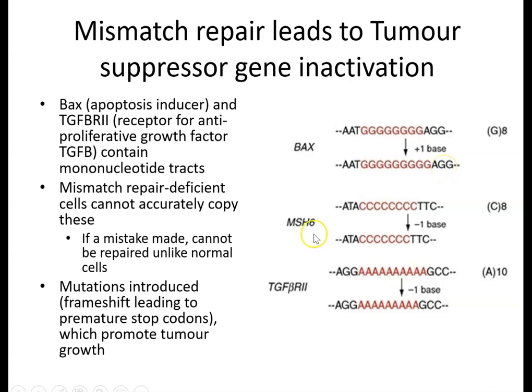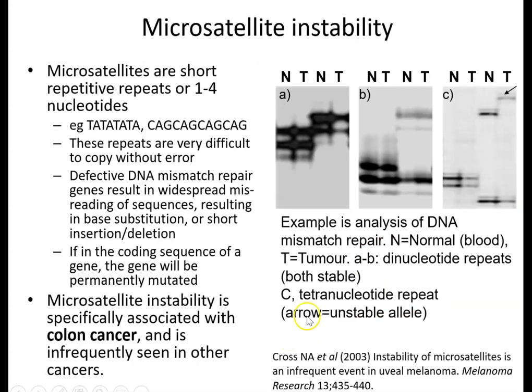Similarly, the TGF-beta receptor type 2, which is an antiproliferative growth factor receptor, has got a mononucleotide tract of 10 A's, and you often get either loss of a base or gain of a base, and therefore that will render TGF-beta receptor inactive. So this is actually the pathological effect of a mismatch repair defect. The actual shifting of microsatellites is completely irrelevant. It's just an easy to spot visual or analyzable effect that we can observe.